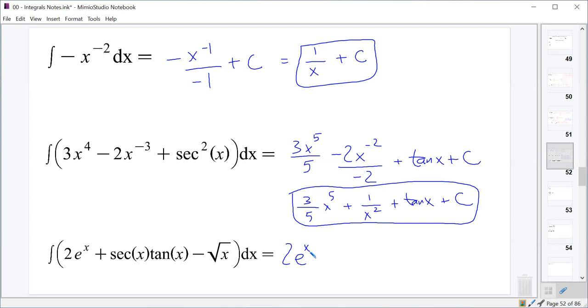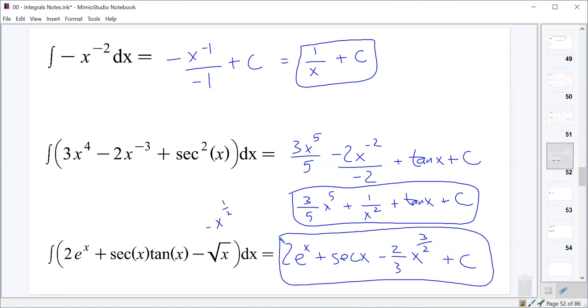And what function gives us secant x tangent x when you take its derivative? Well, that'd be secant x. So plus secant x. And then minus root x, right? Remember, this is minus x to the 1/2. So we'll go up to 3/2. And when we divide by 3/2, that'll be the same as multiplying by 2/3. So minus 2/3 x to the 3/2. And don't forget, plus a constant at the end there.